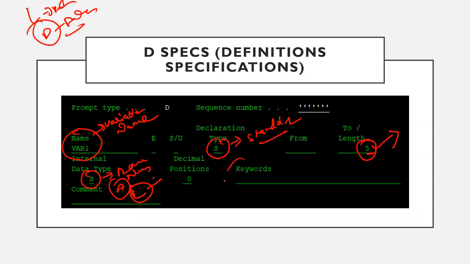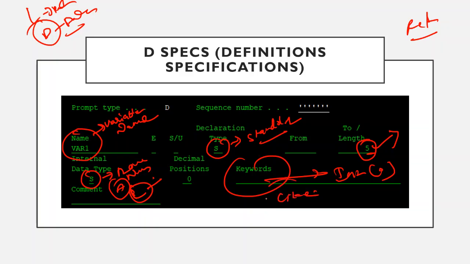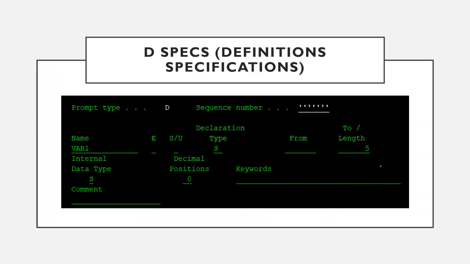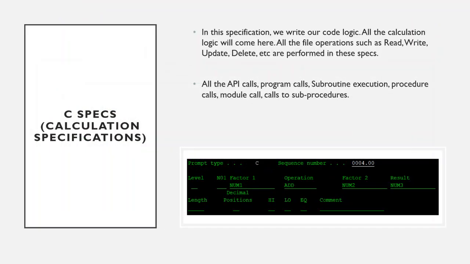Here we also have some keywords, like INZ to initialize the value. Instead of all this, in a database we have a reference keyword to refer to the field attribute from another file, right? If you want to refer to the field attribute from another file's field or an already defined field, you can use the LIKE keyword here. So we have some keywords that you can use here, like the INZ keyword. That is the D specification.